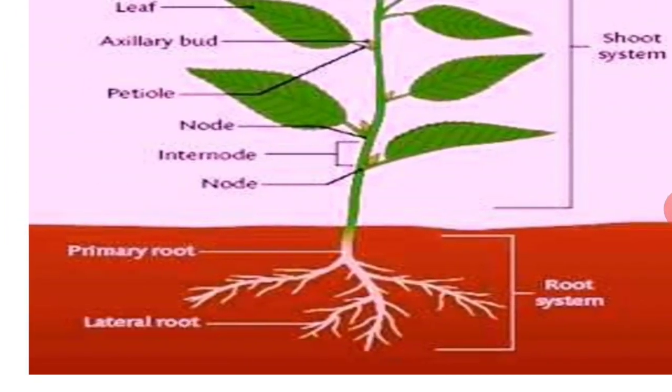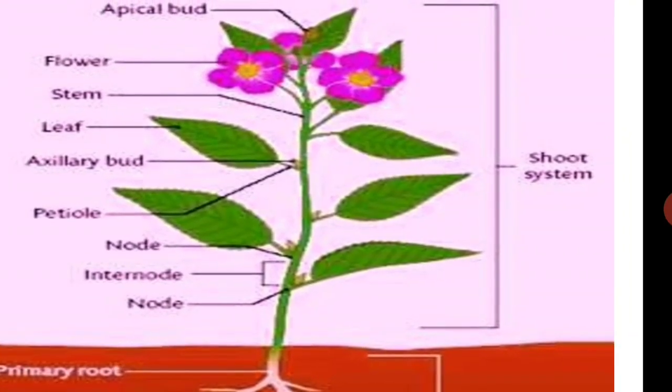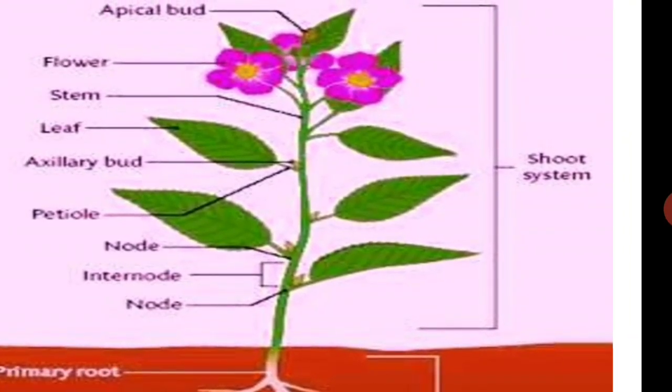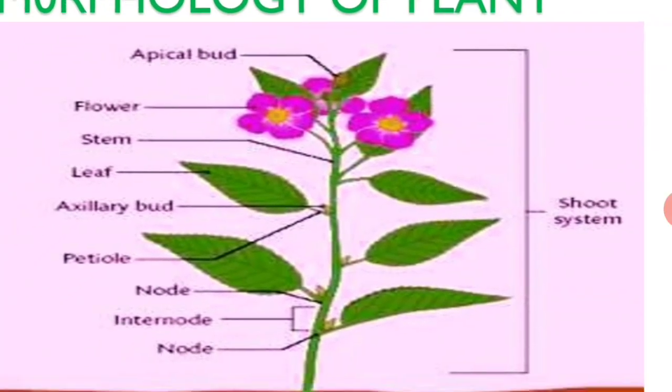You can see here it is divided into two basic systems. The part of the plant found under the ground is known as the root system, and the part found in the aerial region is known as the shoot system. In the shoot system you can see the stem, leaf, flower, buds, all the types of buds and all the types of flowers.